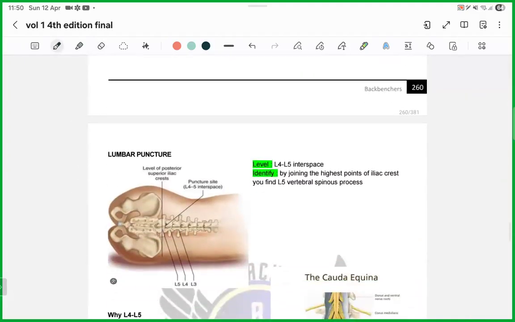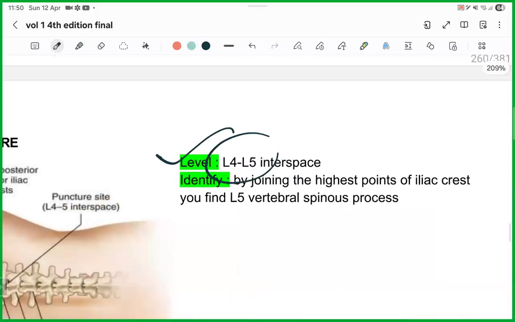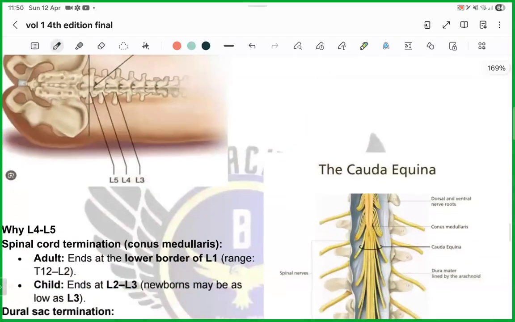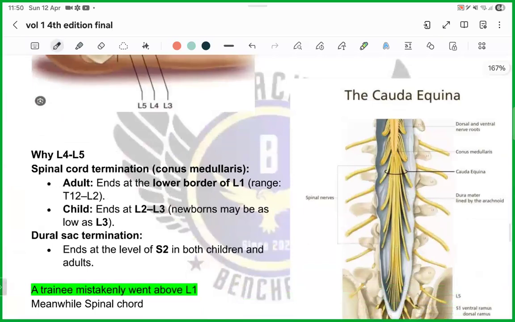is lumbar puncture. The level is the L4-L5 interspace, nothing to explain. Then, why L4-L5? You have to know the vertebral levels of these. Do you need to know a lot of vertebral levels? No. You just need to know the ones I'm telling you. Only those you will have questions from.